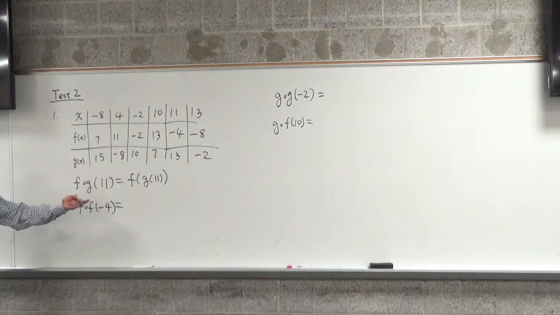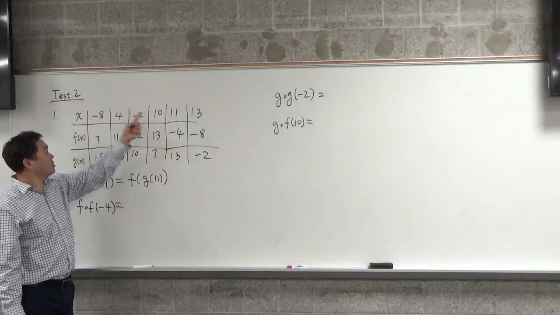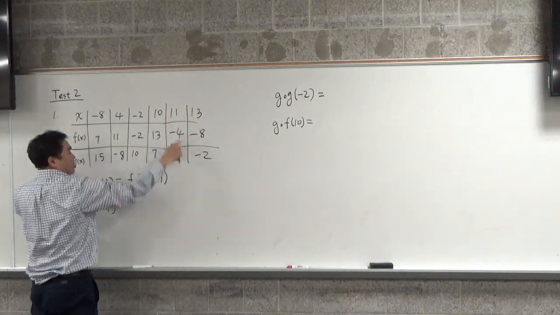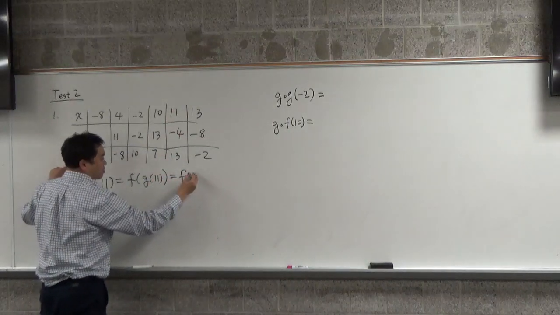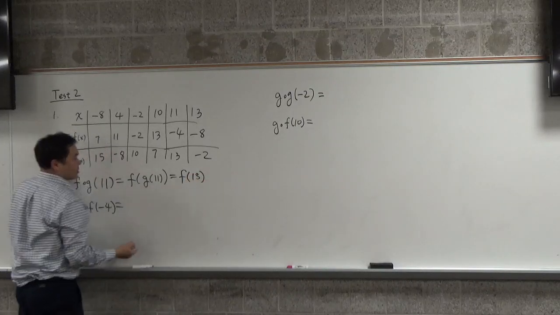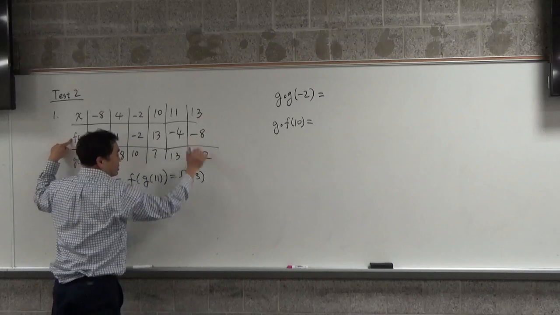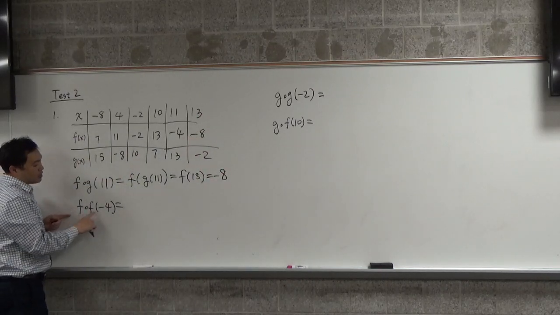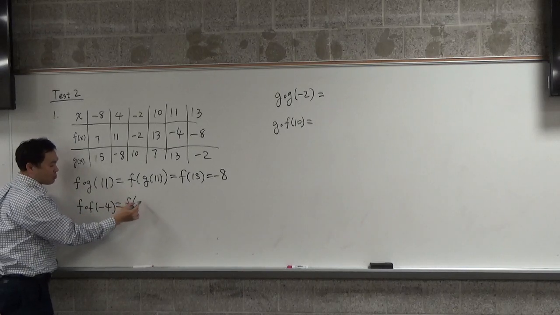And that's all you have to know. Once you know that, everything else follows. So what is g of 11? 13. It's 13. g of 11 gives you 13. So replace g of 11 by 13. What's f of 13? Negative 8. f of 13 is negative 8, so the answer is negative 8. What does this mean? You first write it as a parenthesis.